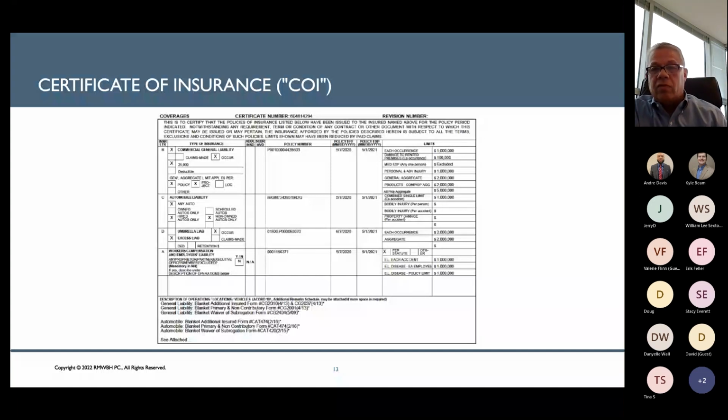And then over to the right, on the far right, you'll see where it says limits. And that's the limits of their coverage. For commercial general liability, this company has it. If you look to the right, it's each occurrence under limits. Each occurrence is $1 million, and general aggregate is $2 million. So what that means is they have enough general liability to cover two $1 million claims. And this is a typical policy, $1 million for each occurrence, $2 million on the general aggregate.